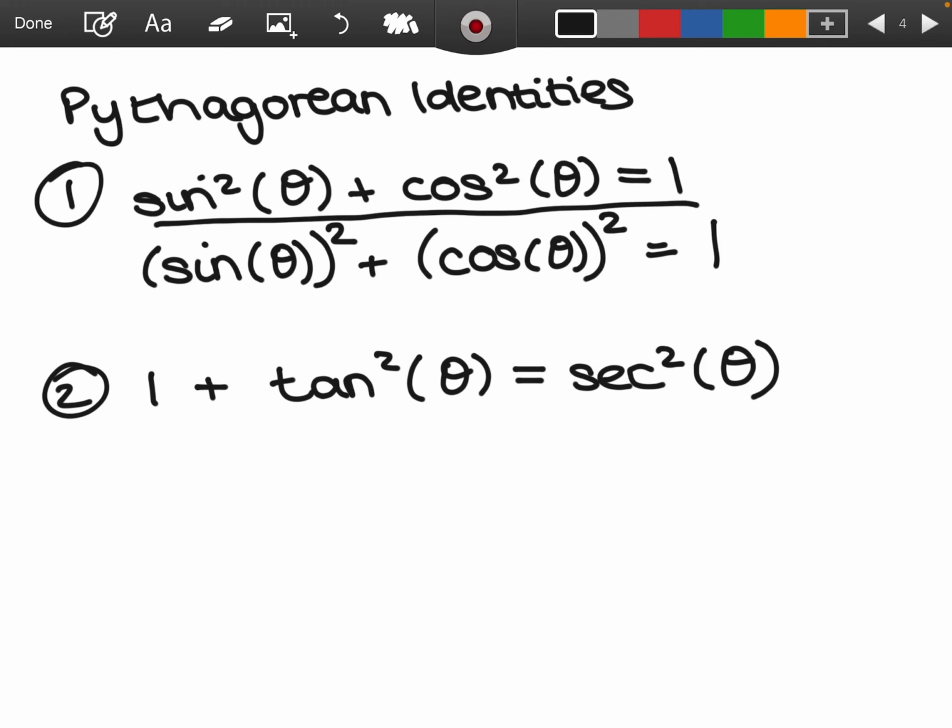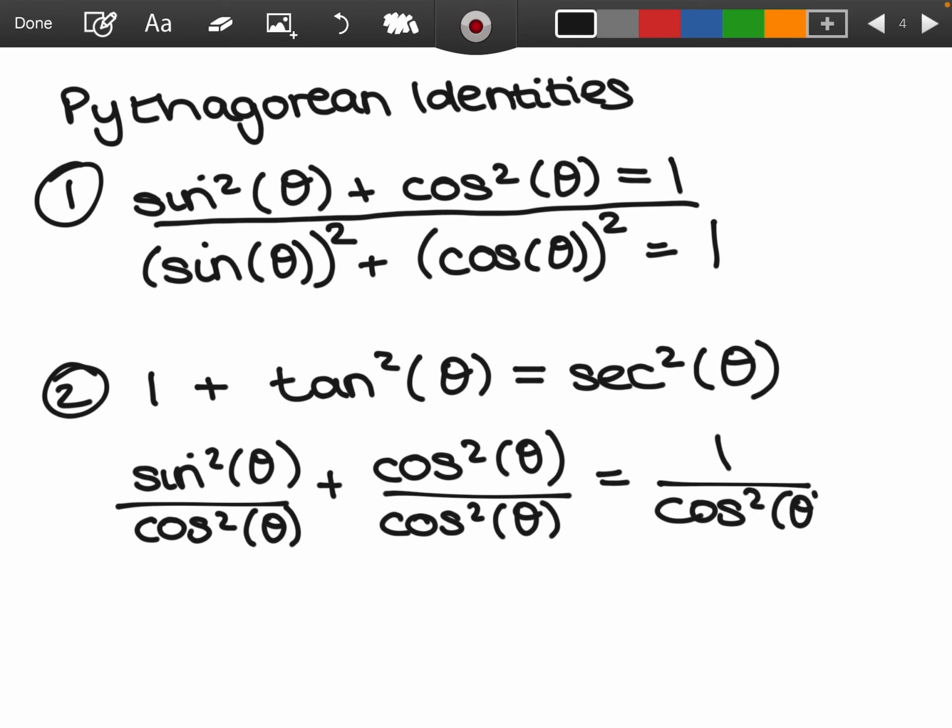Okay, if I take sine squared theta plus cosine squared theta equals 1, and I divide the entire thing through by cosine squared, I would get sine squared of theta divided by cosine squared theta plus cosine squared theta divided by cosine squared theta is equal to 1 over cosine squared theta.